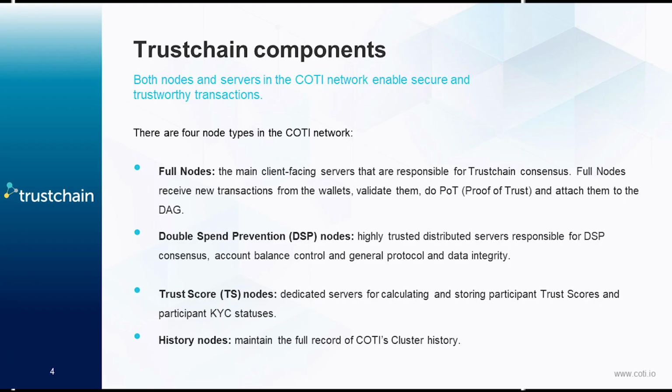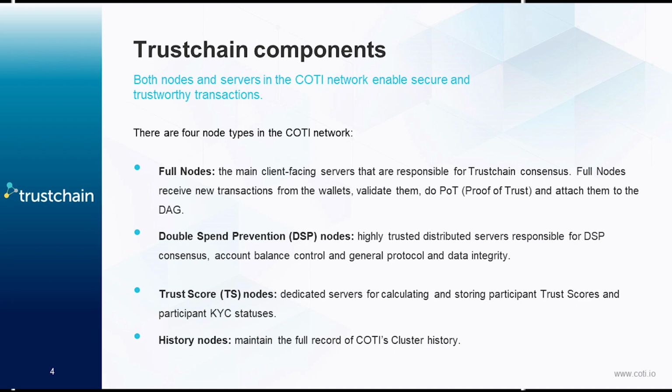To better understand the COTI ecosystem and architecture, I will overview briefly some of the Trustchain components and the roles in the system. In the COTI network, there are four types of nodes.